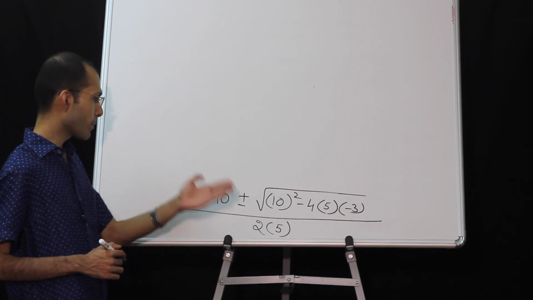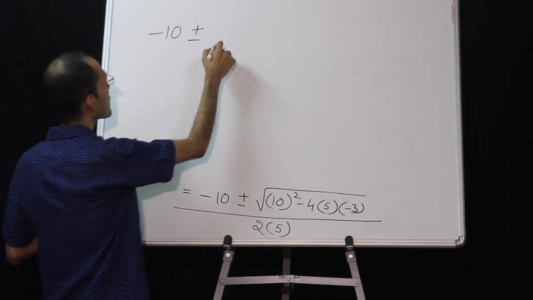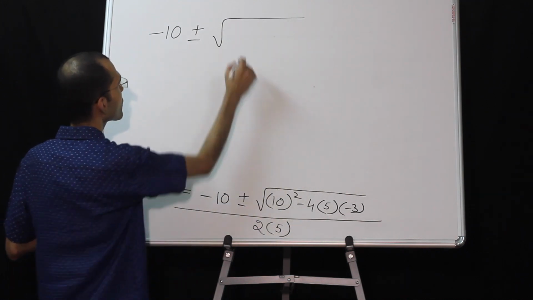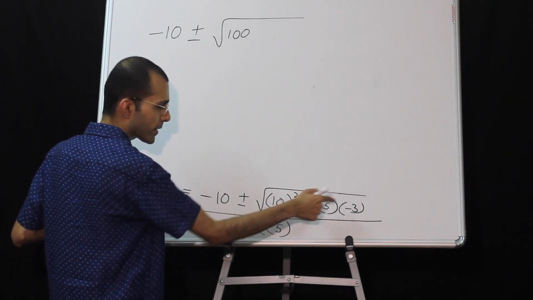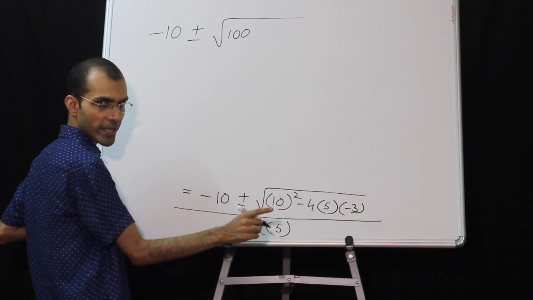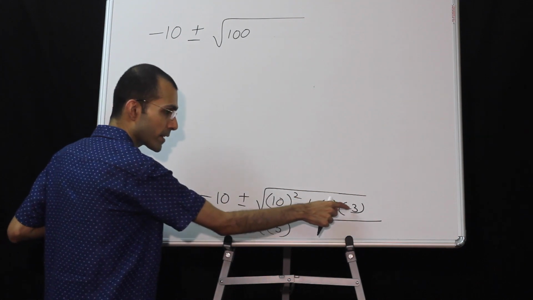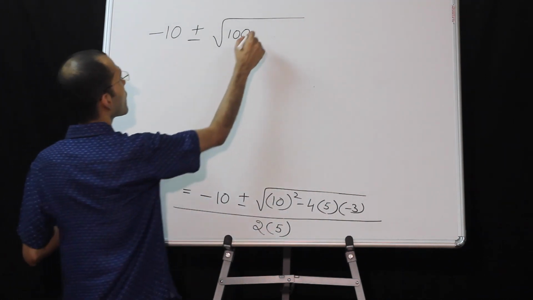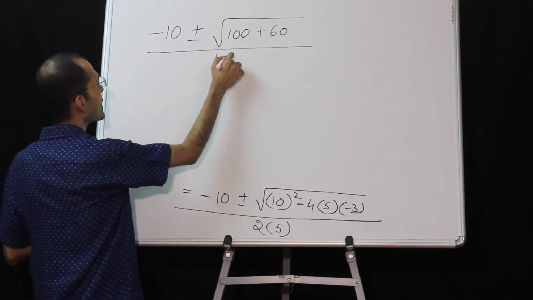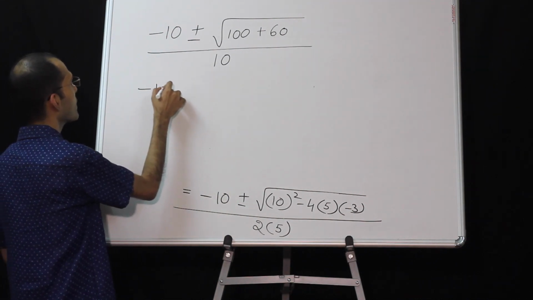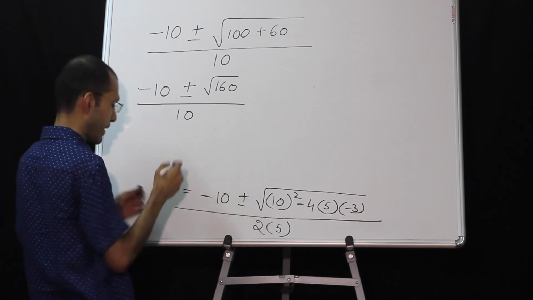Now let us take it from here. So it will be minus 10 plus or minus square root of 10 square 100. Here be very careful in the signs. 4 into 5, 20. 20 into 3, 60. But this is negative, this is negative. Negative into negative, positive. So it is plus 60. The entire thing divided by 10. So minus 10 plus or minus square root of 160, the whole divided by 10.